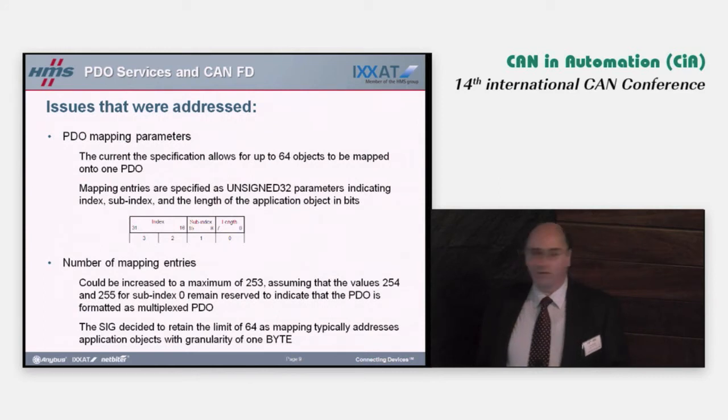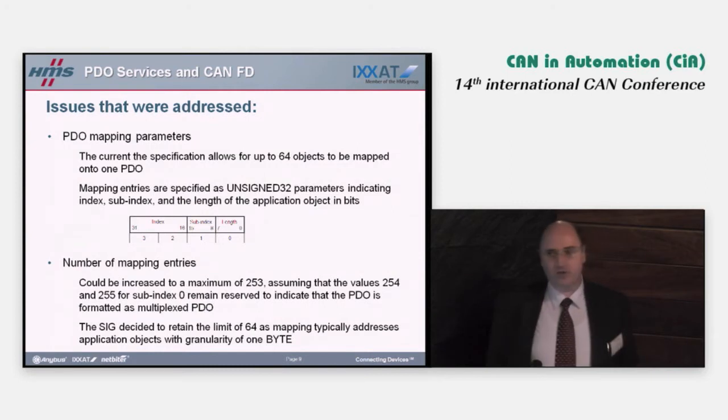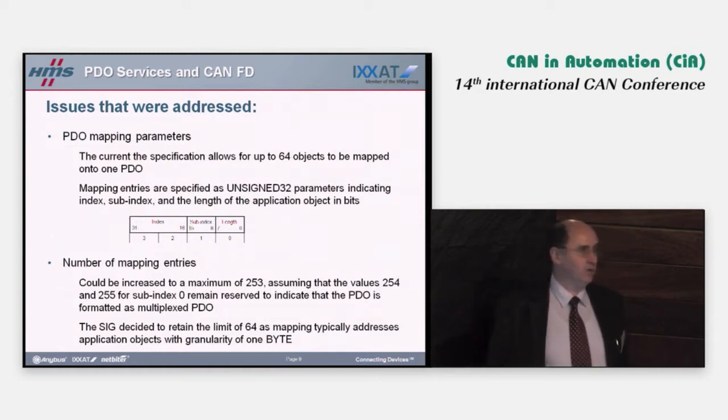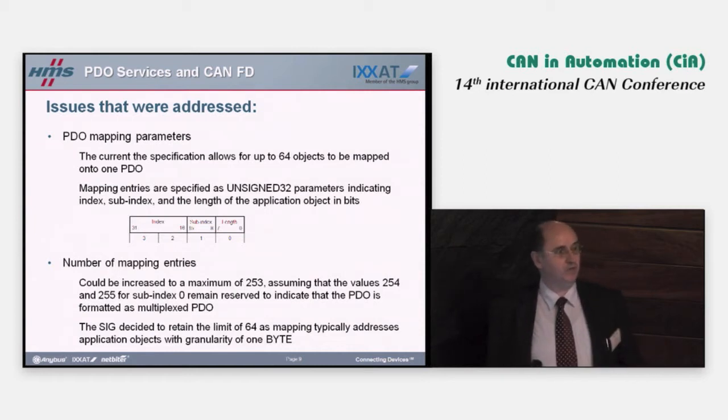So the general consensus was we leave this thing entirely unchanged. There's no change at all to the existing CANopen specifications. The number of mapping entries we theoretically could increase to a maximum of 253 application objects within one 64-byte message. That only really makes sense if you insist to map Boolean type objects. It's not a good idea anyway. So we have 254 and 255 reserved for basically indicating that the PDO is formatted as a multiplex PDO. So the special interest group basically concluded we leave that as it is currently, allow for at most 64 objects to be mapped into one PDO. That would correspond to 64 byte objects within one PDO, which perfectly fits the payload size of CANFD.